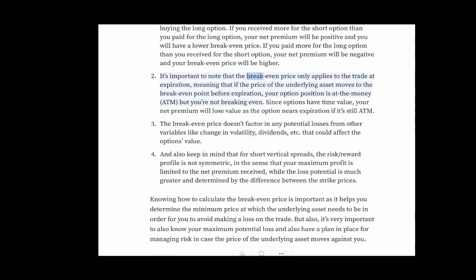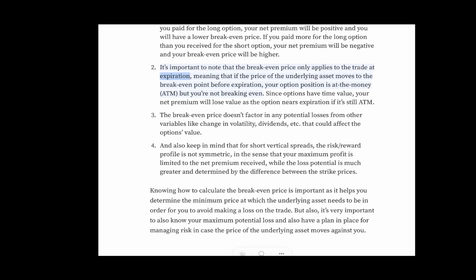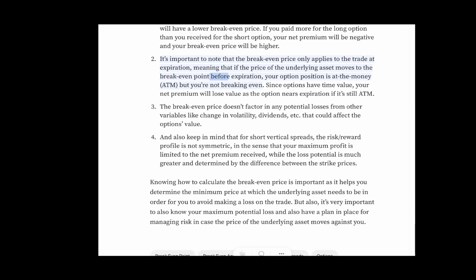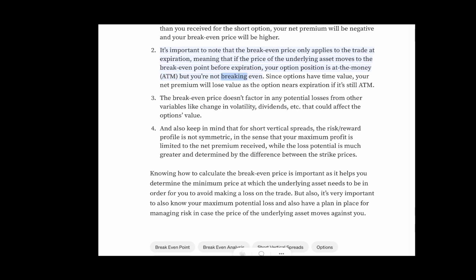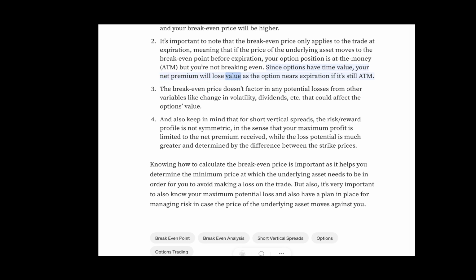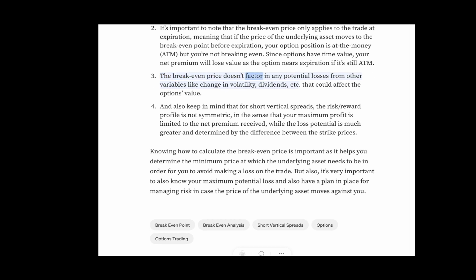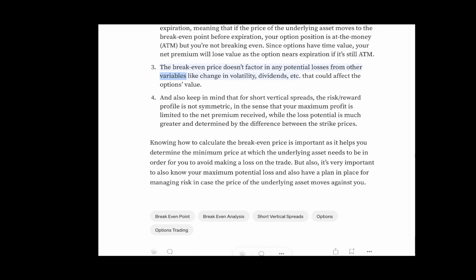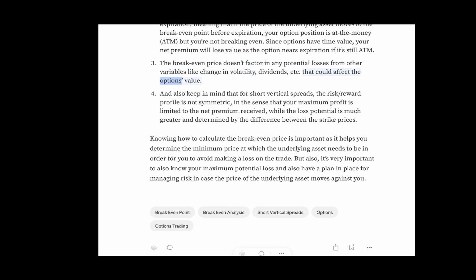It's important to note that the break-even price only applies to the trade at expiration, meaning that if the price of the underlying asset moves to the break-even point before expiration, your option position is at the money, ATM, but you're not breaking even. Since options have time value, your net premium will lose value as the option nears expiration if it's still ATM. The break-even price doesn't factor in any potential losses from other variables like change in volatility, dividends, etc. that could affect the option's value.